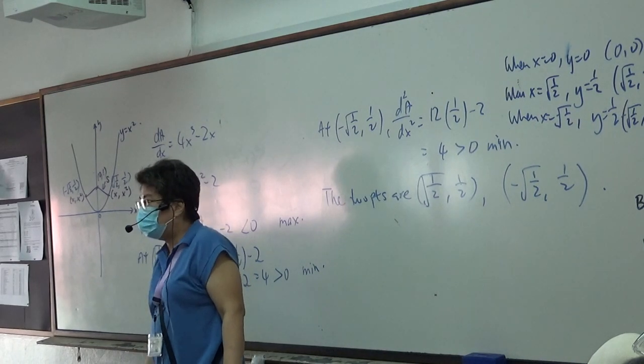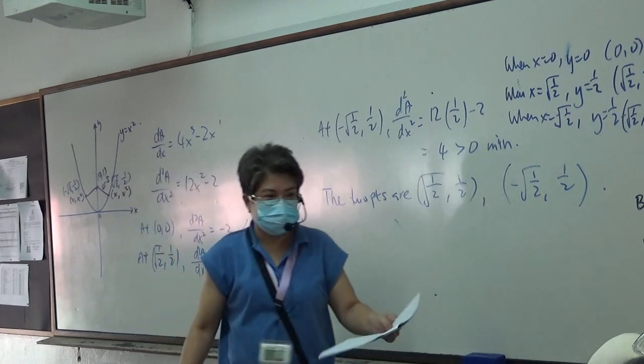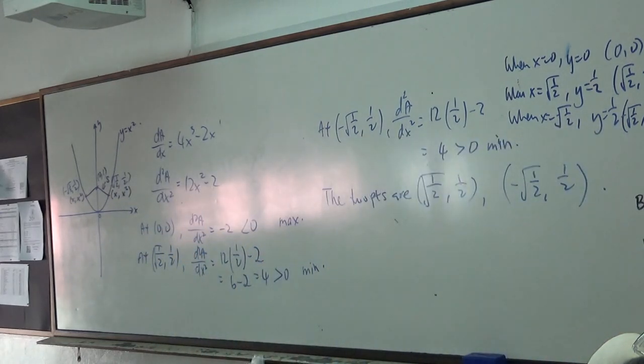Okay, are we clear? Okay, good. So we have completed this already. If you look at page 63, they will say that x is 0 is a maximum, 1 over root 2 is a minimum, and negative 1 over root 2 is a minimum. Therefore, we have the conclusion there. Are you all clear with the example?